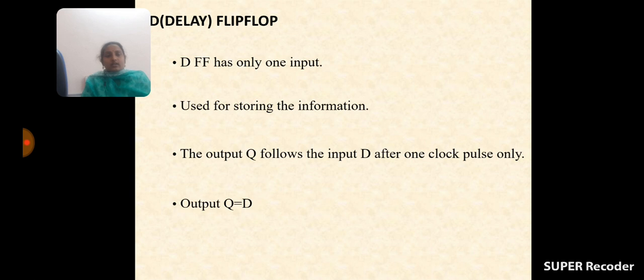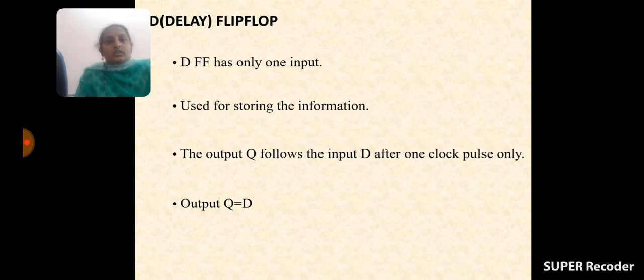Okay, the next flip-flop is the D flip-flop, or delay flip-flop, or data flip-flop. The D flip-flop has only one input. How many inputs are there for the D flip-flop? One input. The aim of designing the D flip-flop is that it is used for storing the information. And the output Q follows the input D after one clock pulse only. What is the name of the input? D. What is the name of the output? Q.